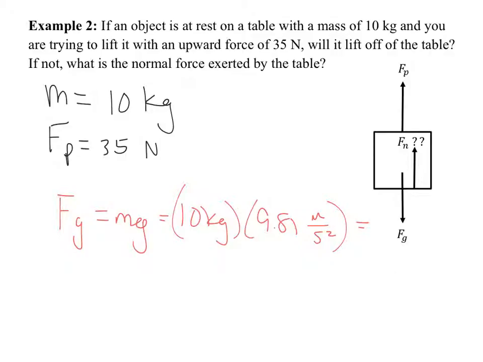P is like pull, or you could use A for applied force. Either one is fine. It's some external force caused by a person, a machine, a cable, whatever it is. So obviously this is an easy one. Don't use a calculator. Multiply by 10, just one spot. 98.1. So it's way too heavy, right? It's way heavier than the amount of force that I'm trying to lift it with.